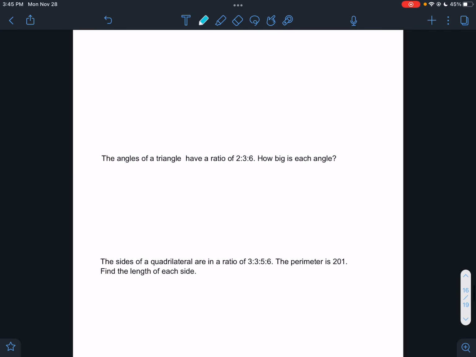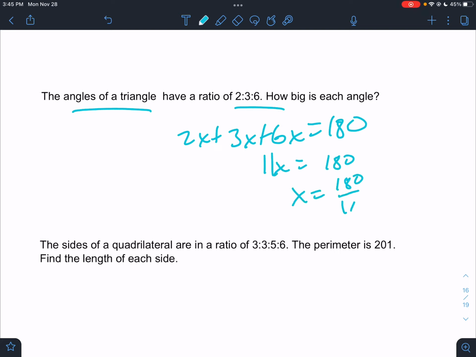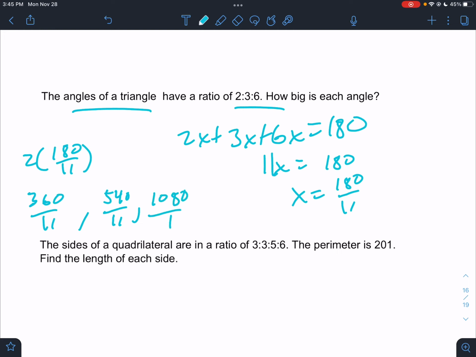Easy breezy. Okay, we did this earlier. Angles of a triangle have that ratio. So you slap an x on it and you solve. This would be 11x equals 180. So x equals 180 over 11. So the angles would be 2 times 180 over 11, which is 360 over 11. It would be 3 times that, which would be 540 over 11. I don't want to work it all out. And then 6 times that, 600 plus 480 would be 1080 over 11. Those would be the original sizes.